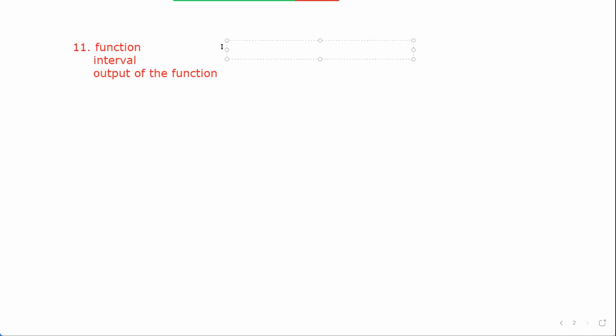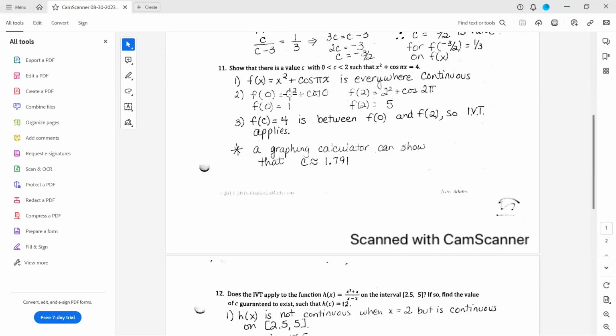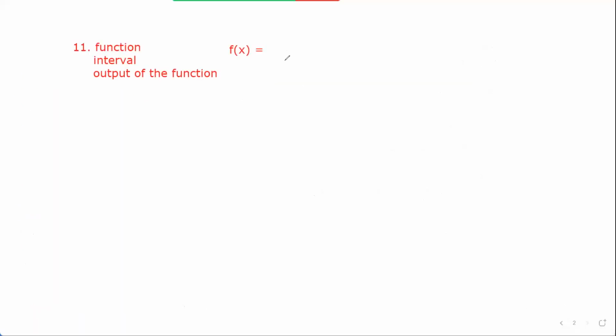So my function here is what? You remember? It was something cosine. Let's go back and see. Your function is x squared plus cosine pi x. So here, my function is x squared plus cosine pi x, right?